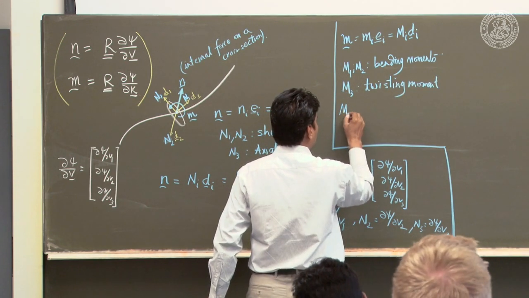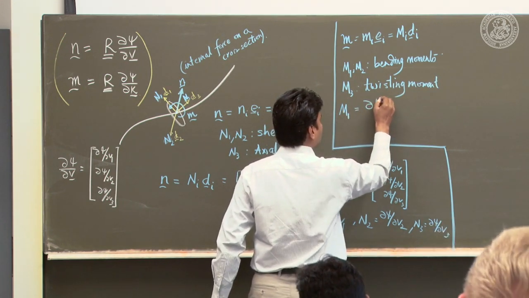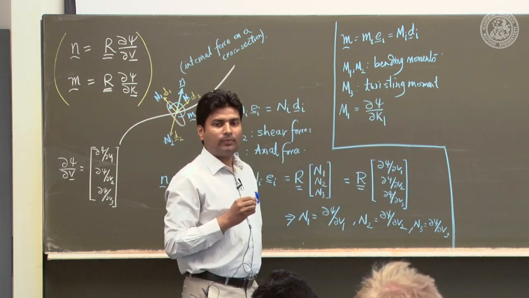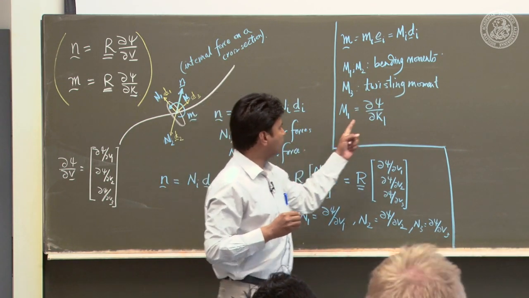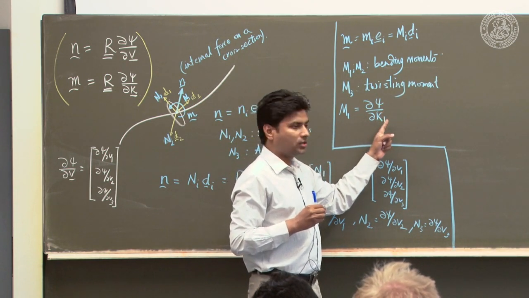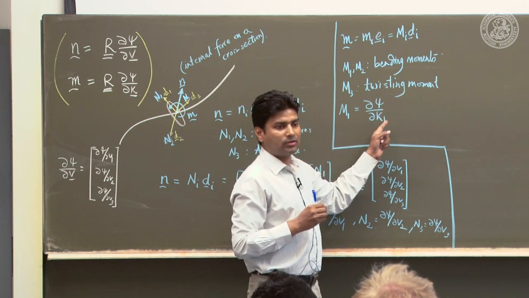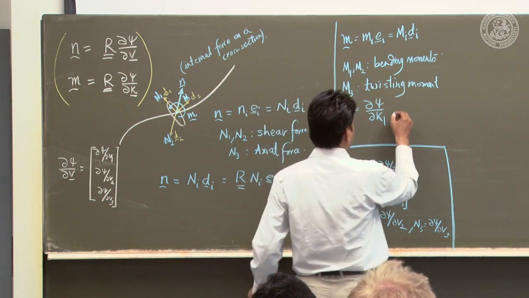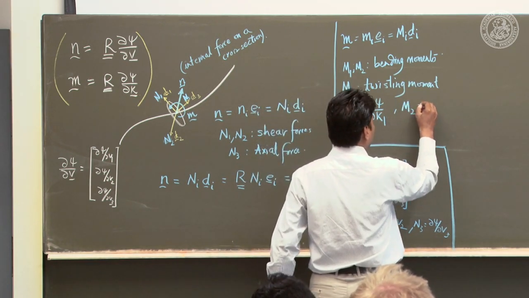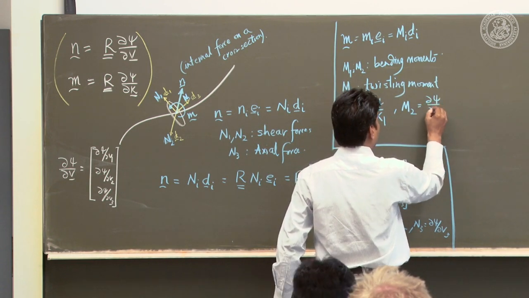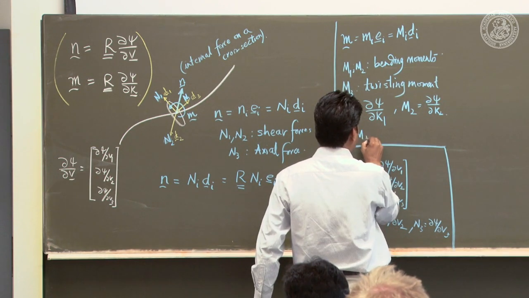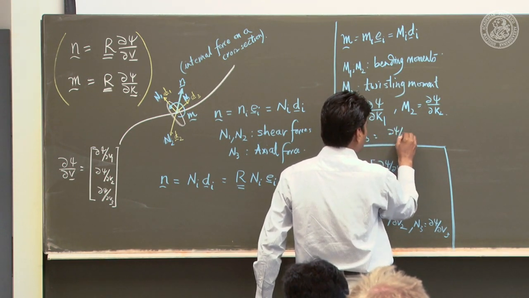Furthermore, M1 is equal to del psi over del K1. So, if you want to get the bending moment along D1, you simply do del psi over del K1, where K1 is the bending curvature along D1. Similarly, big M2 is equal to del psi over del K2, and big M3 is del psi over del K3.